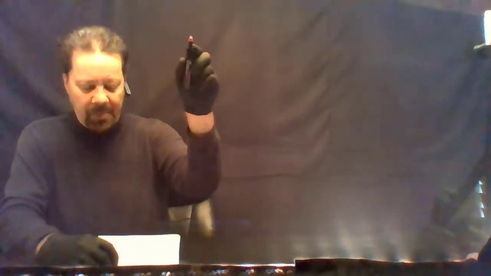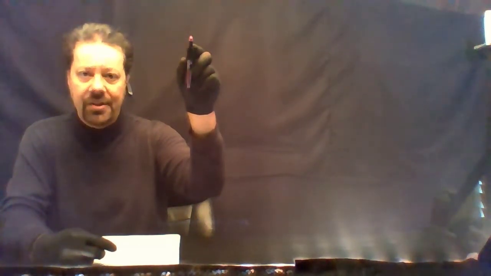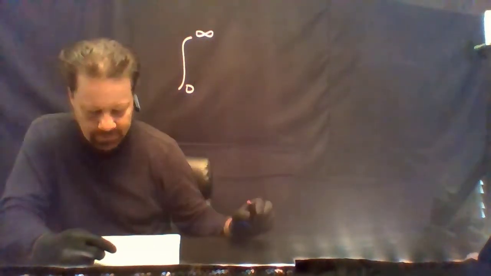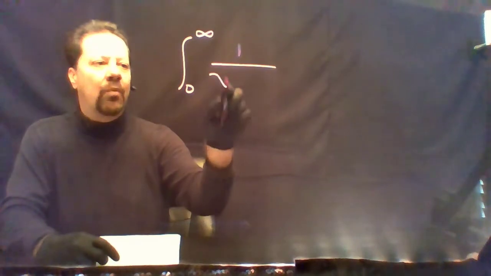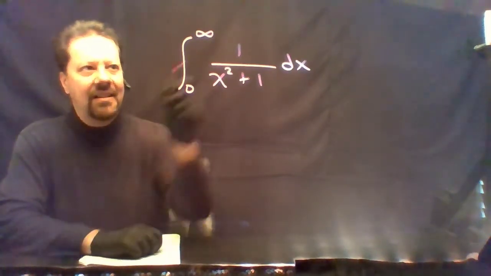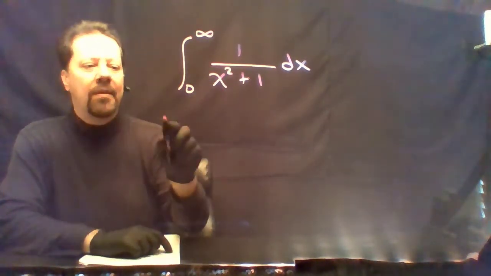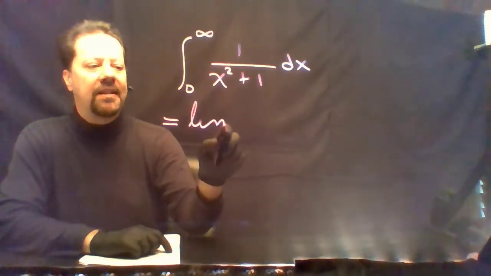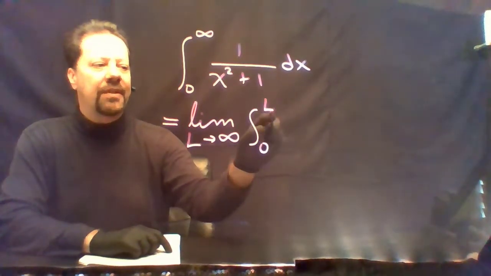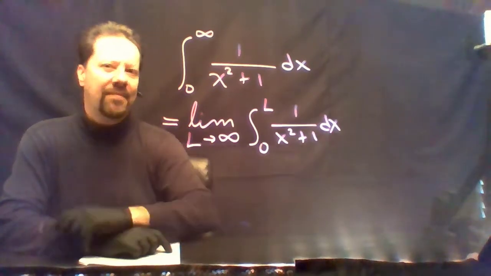On the next 3 problems, we're asked to determine whether the following integrals converge or diverge, and to justify our answers. The first one is the integral from 0 to infinity of 1 over x squared plus 1 dx. This is an improper integral because one of the limits of integration is infinity. So we should rewrite this as the limit as L goes to infinity, the integral from 0 to L, 1 over x squared plus 1 dx.